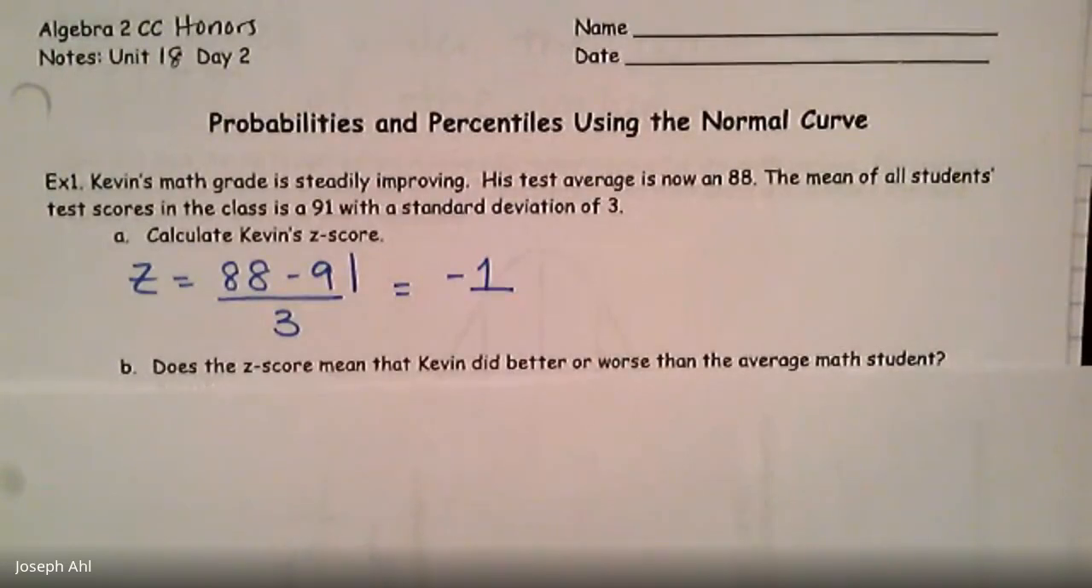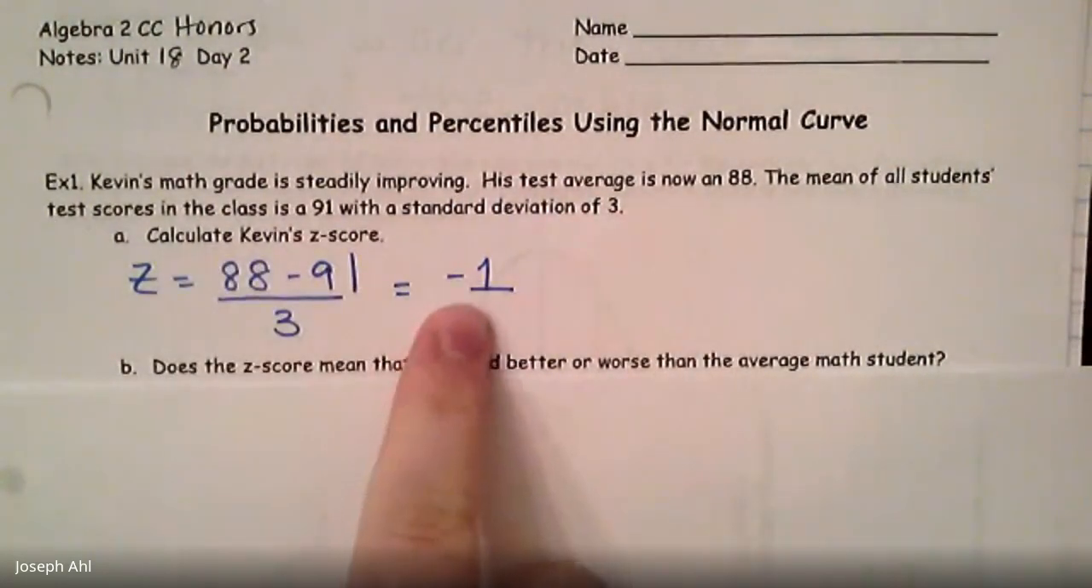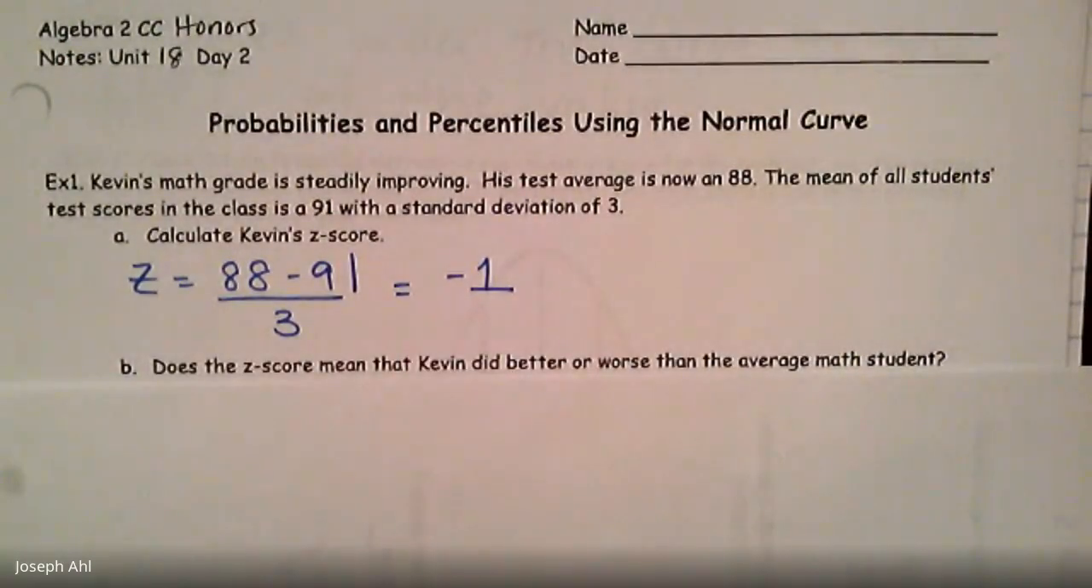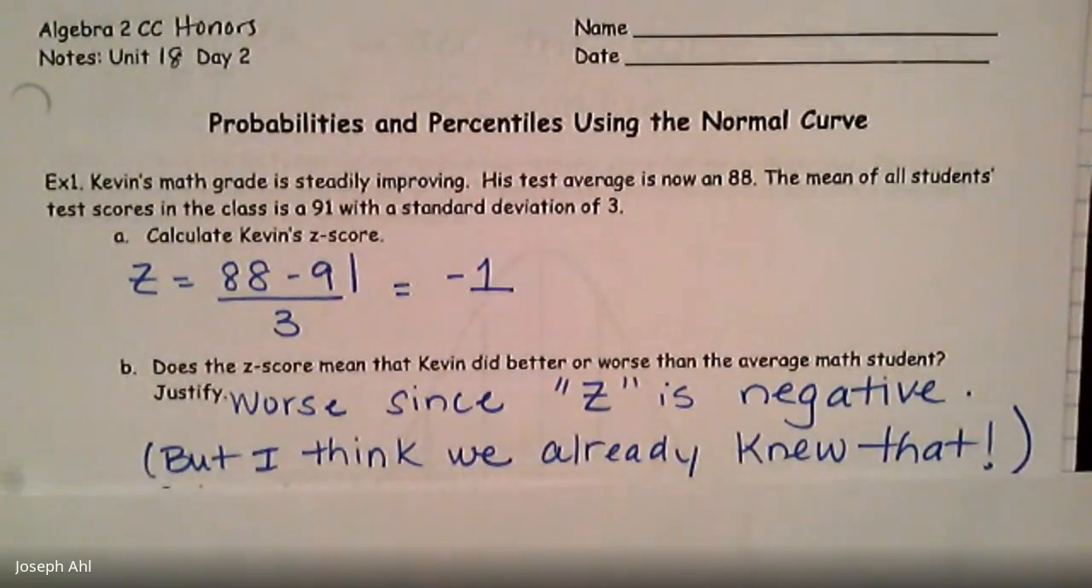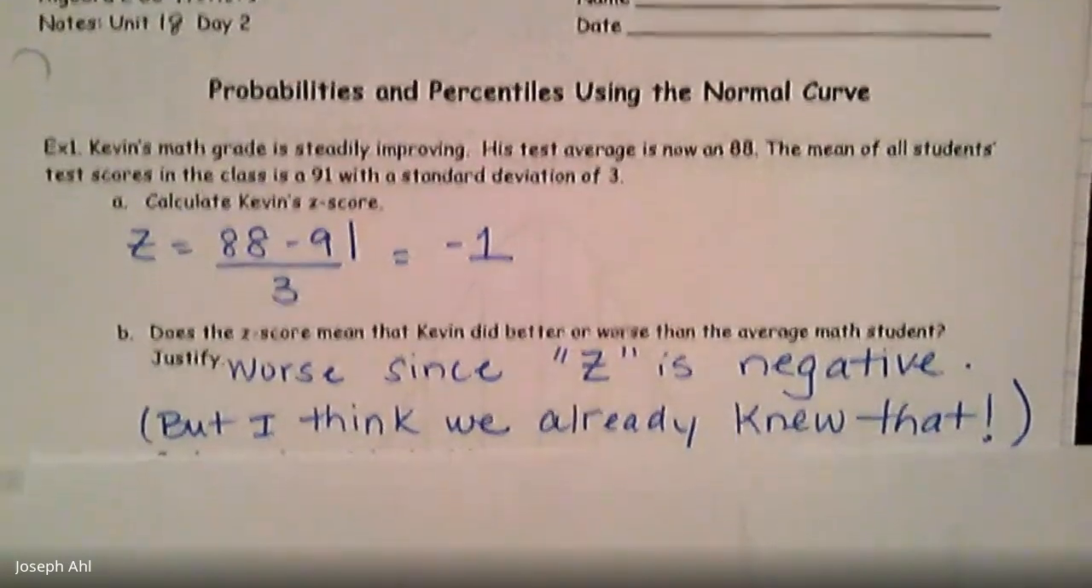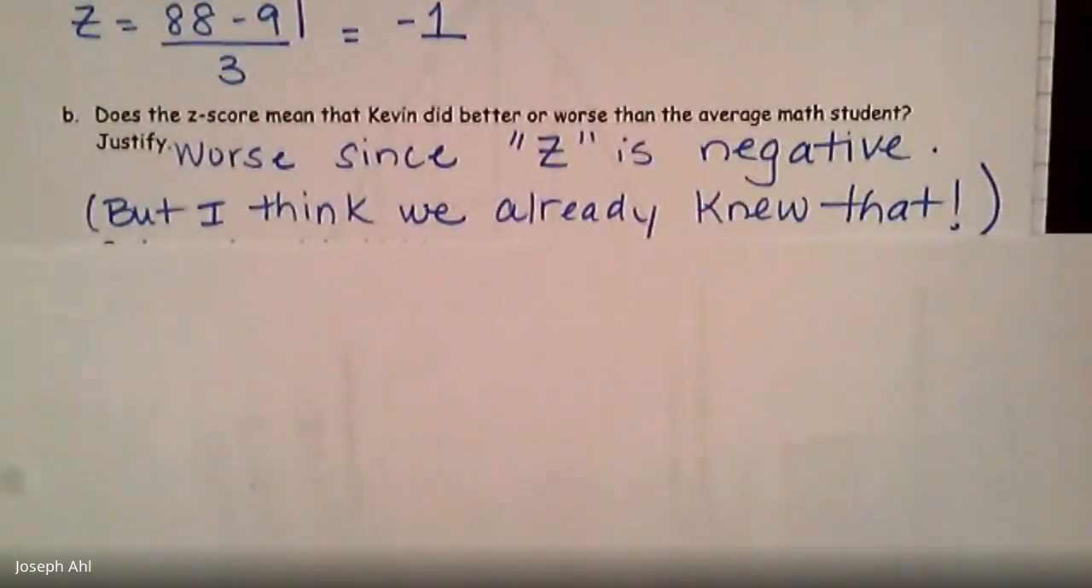So part B, I kind of think it's a silly question. It says, does the z-score mean that Kevin did better or worse than the average math student? I'm hoping that even if I didn't give you any more context, a negative z-score on a test would mean that you are below average, right? I think we already knew that, though, based on the scores that were given. So I said, well, worse since z is negative. But I guess the implication would be that if I didn't know anything about the actual scores, I just knew z was negative. In a testing sense, that means that you scored below what the average was for that particular assessment.